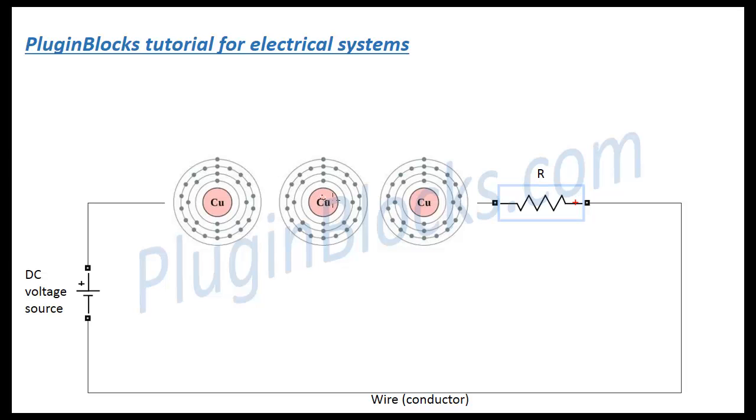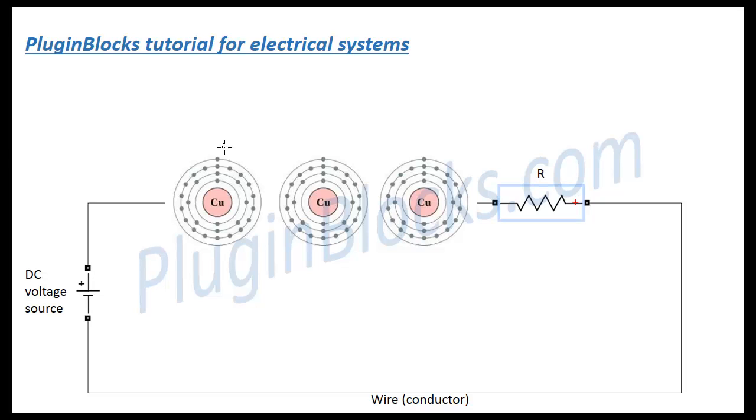So you have those copper atoms. The wire has multiple copper atoms. You can say millions, but just for simplicity, let's take only three now. And you have this DC voltage source. This is the positive of the DC voltage source and the negative of the DC voltage source.